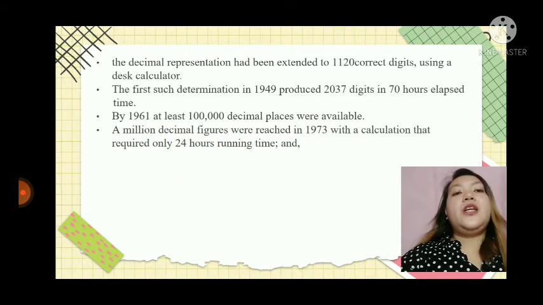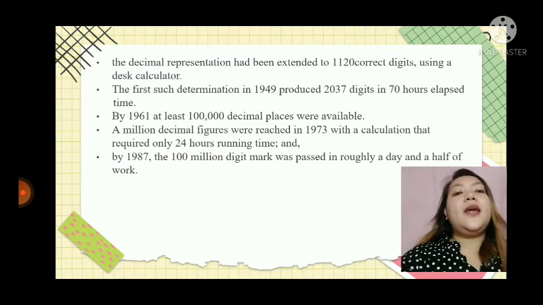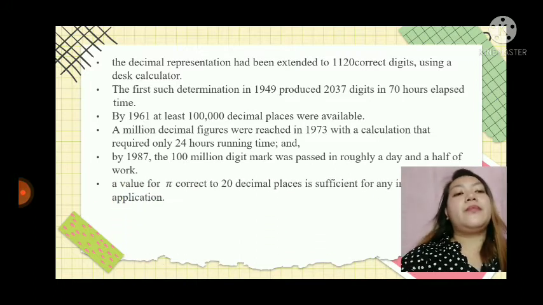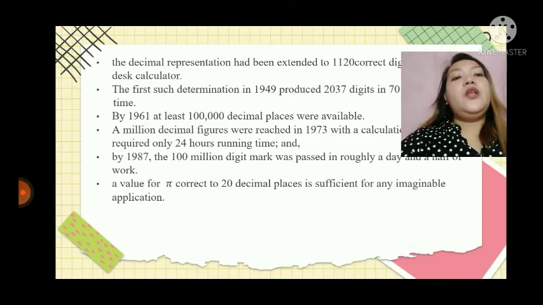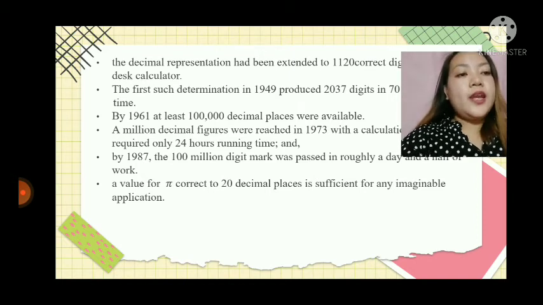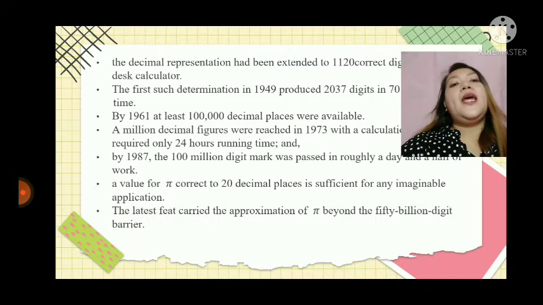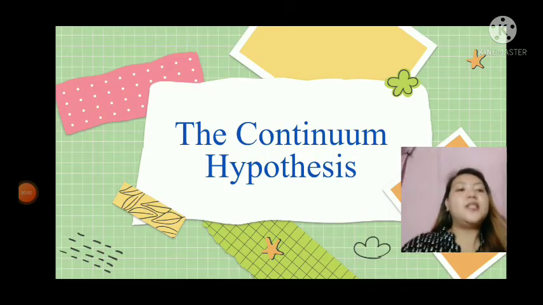A million decimal figures were reached in 1973, in a calculation that required only 24 hours running time, and by 1987, the 100 million digit mark was passed in roughly a day and a half of work. A value of pi correct to 20 decimal places is sufficient for any imaginable application. The latest feat carried the approximation of pi beyond the 50 billion digit mark.